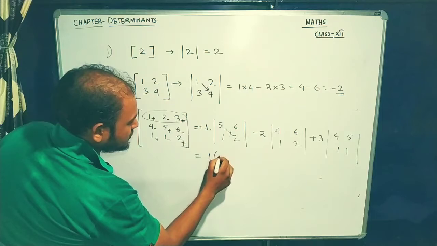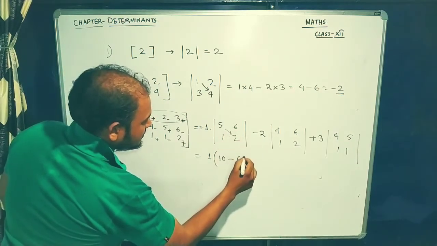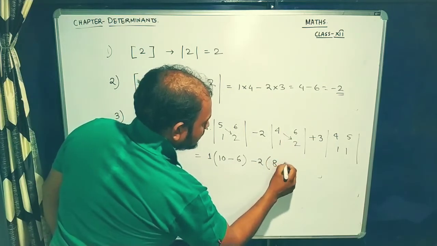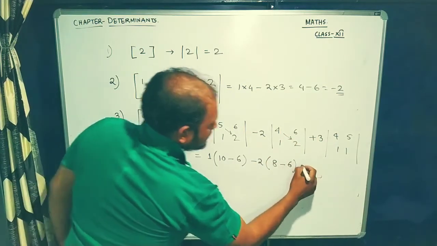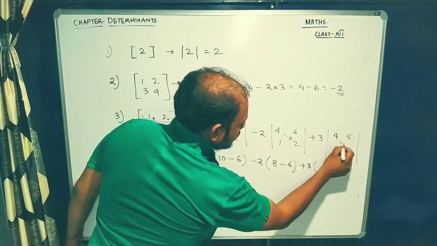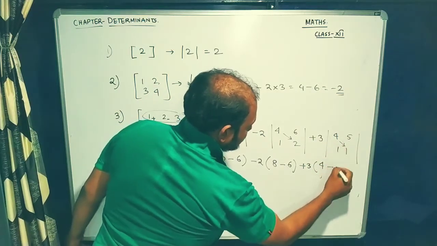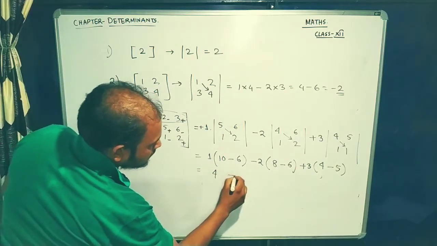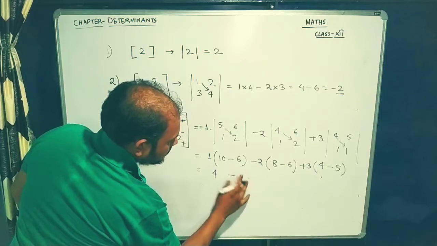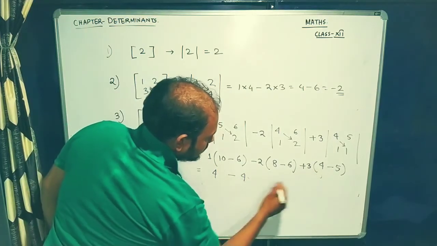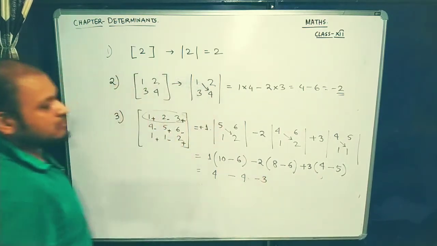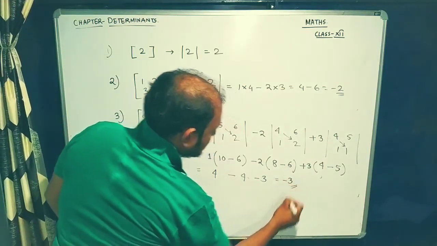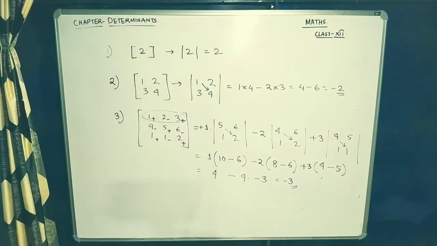Then it is 5 into 2 is 10, 6 into 1 is 6, then minus 2, 4 into 2 is 8, minus 6 into 1 is 6, then plus 3, 4 into 1 is 4, minus 5 into 1 is 5. So this is equal to 10 minus 6 is 4, minus 2 into 2 is 4, plus 3 into minus 1 is minus 3. Okay. So this is equal to minus 3. So minus 3 is the determinant of this matrix.